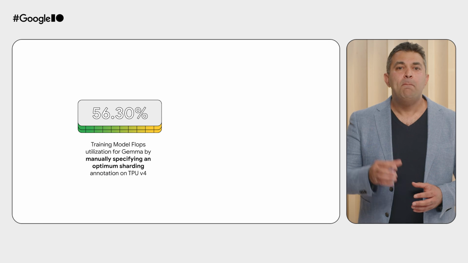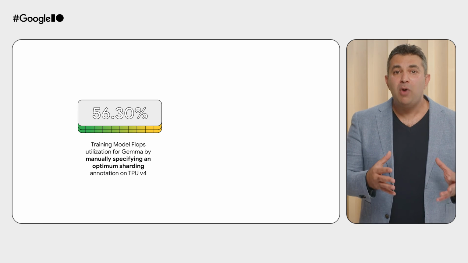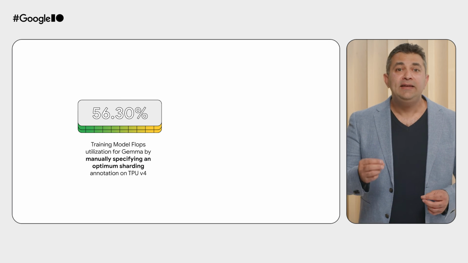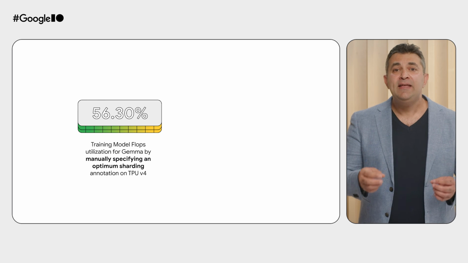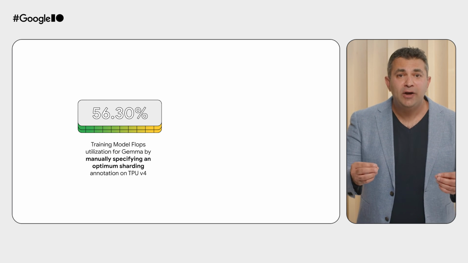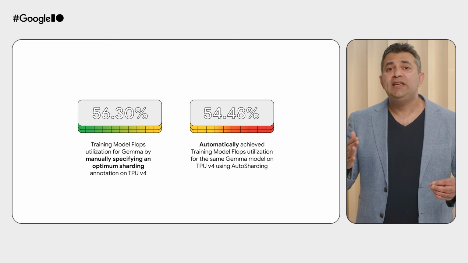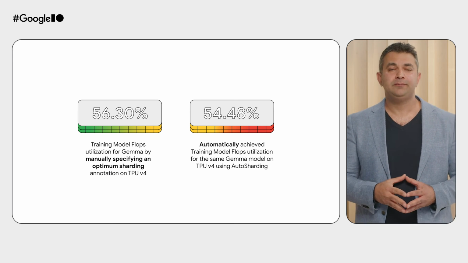As an example, manually specifying an optimum sharding strategy for a Gemma model on TPU v4 can get up to 56% MFU. This means the developer has manually tried to tune and optimize the sharding annotations to get better performance, while simply using an auto-sharding feature can give up to 55% MFU for the same model.